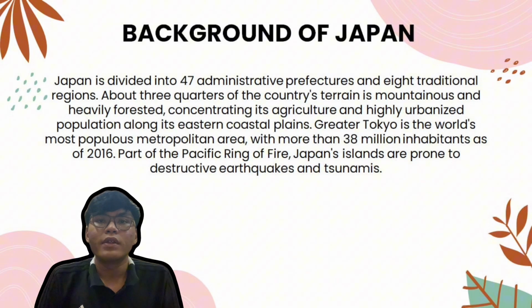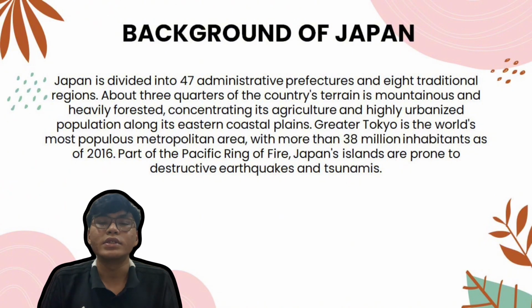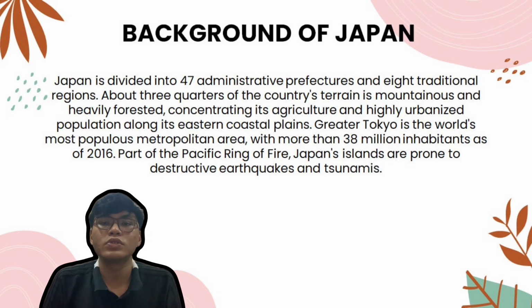Next, Japan is divided into 47 administrative prefectures and 8 traditional regions. About 3/4 of the country's terrain is mountainous and heavily forested, concentrating its agriculture and highly urbanized population along its eastern coastal plains. Greater Tokyo is the world's most populous metropolitan area with more than 38 million inhabitants as of 2016. Part of the Pacific Ring of Fire, Japan's islands are prone to destructive earthquakes and tsunamis.